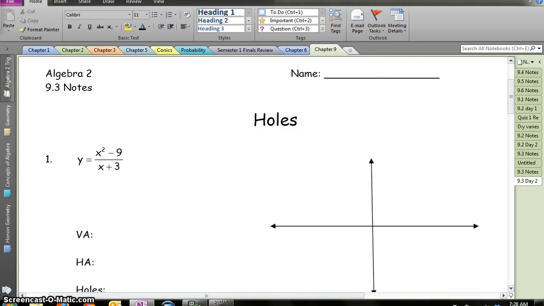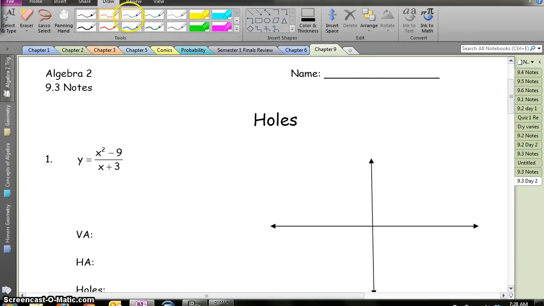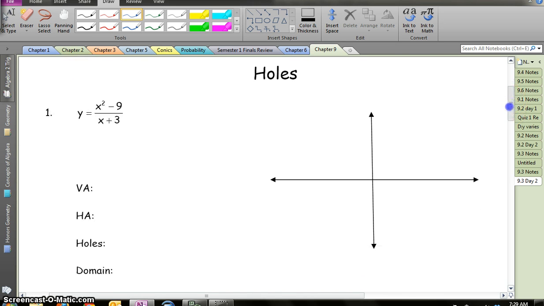How we doing there? Now, today we're talking about section 9.3, day 2 notes. All right, and we're going to talk about holes in our graphs. Now you're probably saying, what? Holes? Well, no, so this is my rational equation I'm dealing with.